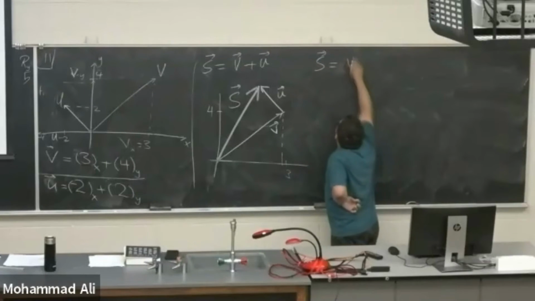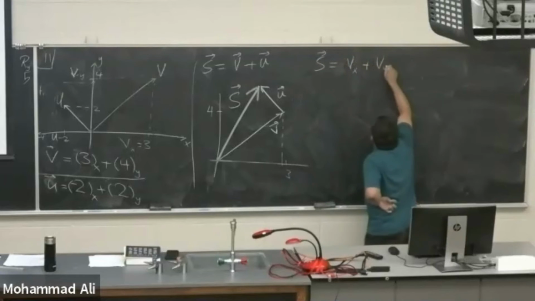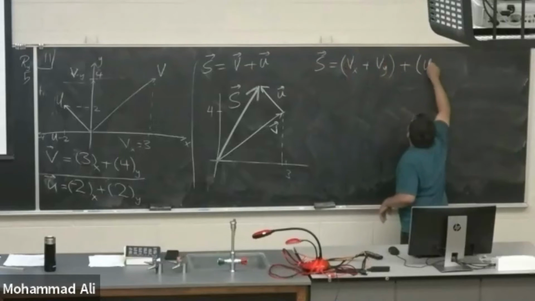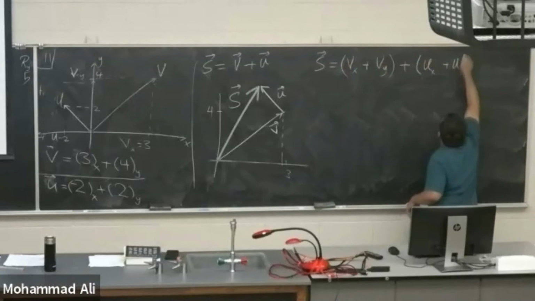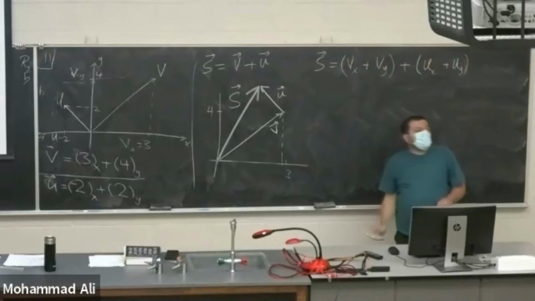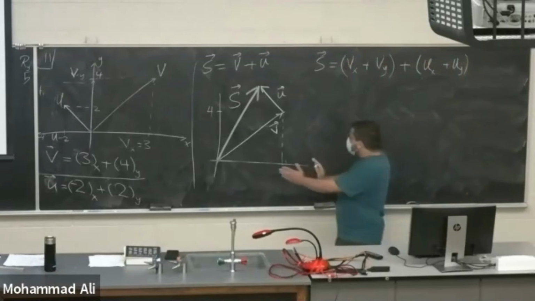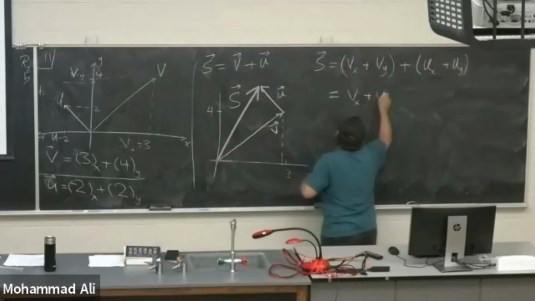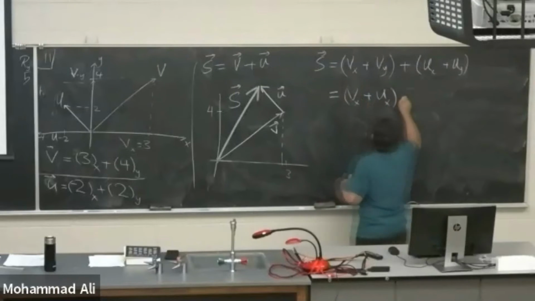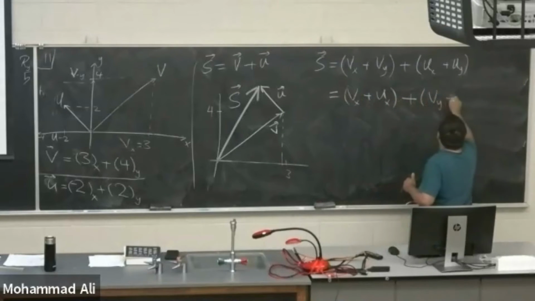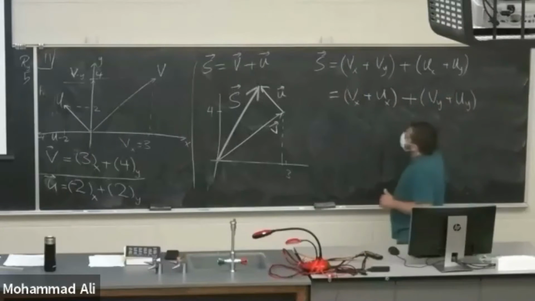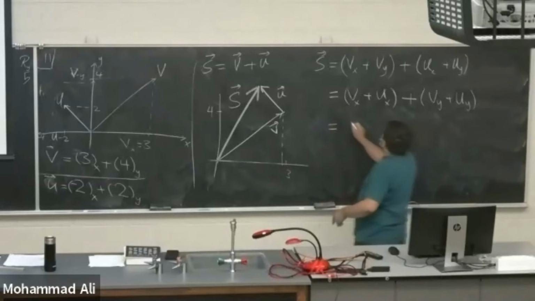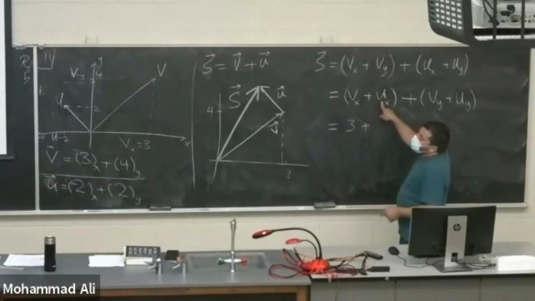V, which is Vx plus Vy in y direction, plus Ux plus Uy. We need to add the same components together. We need to add the x components together, so it will be equal to Vx plus Ux plus Vy plus Uy. Okay, it will be equal to Vx, it is 3. Vy, how much will Vy be? You can tell me.